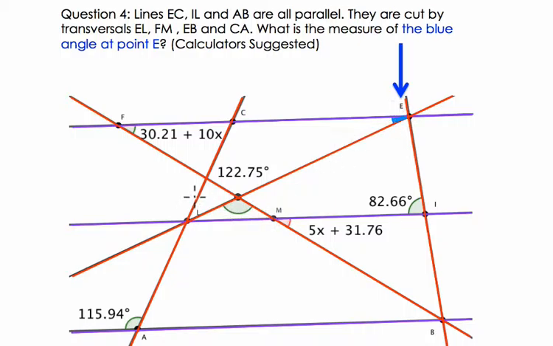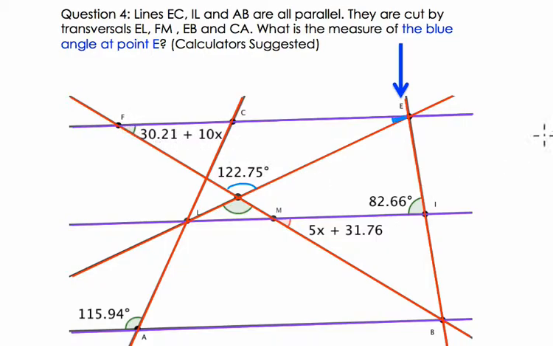This is our goal. Okay, so what do we do here? Well, look at what's given here. I see we've got 122.5 degrees. That's this angle. And we've got 82.66 degrees over here. 5x plus 31.76 is representing this angle, and 30.21 plus 10x is representing this angle here.